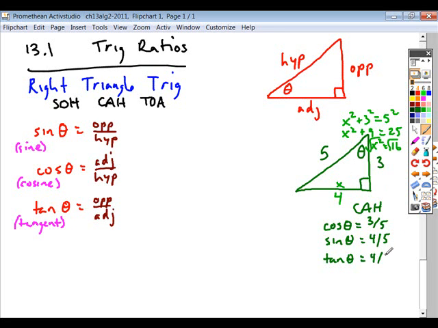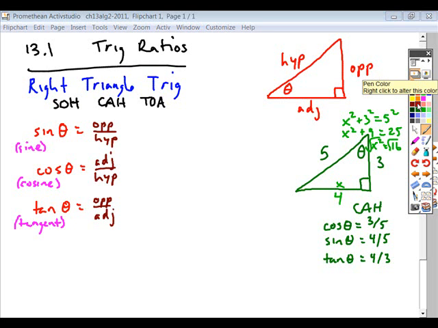Opposite 4 over adjacent 3. Okay, so these are the things that you have probably been exposed to, or you should have been, both in algebra and geometry. In this course, we're going to extend it. It's not just these three, but we're also going to find the cofunctions.